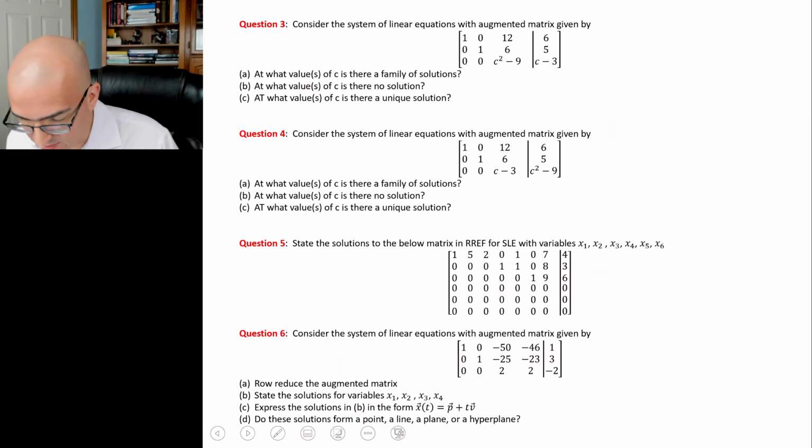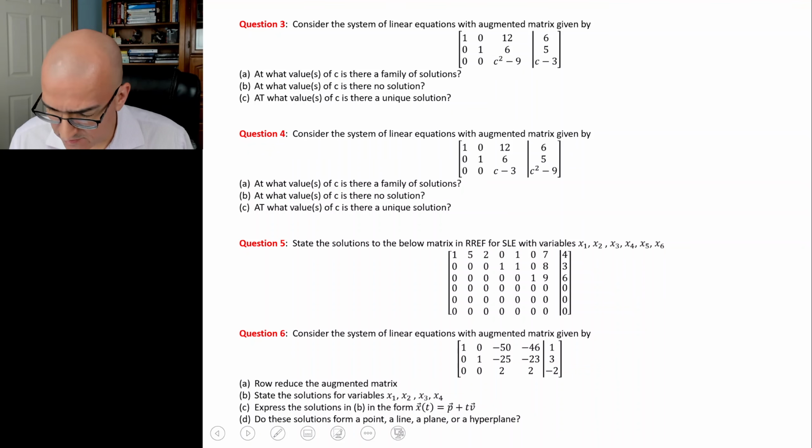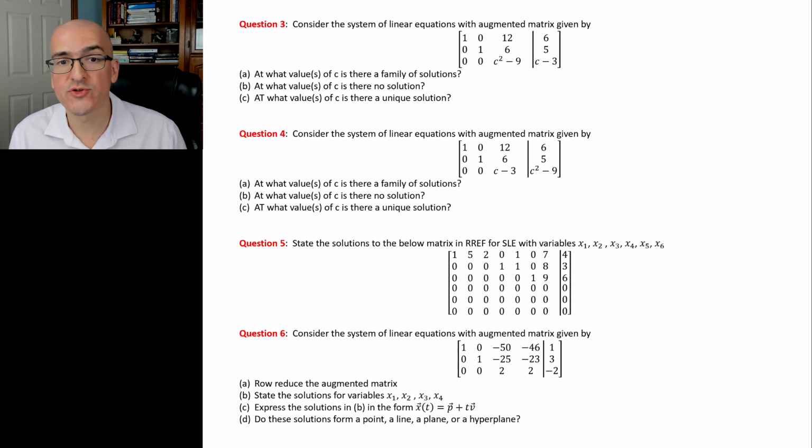Question 3, what does it mean for this system to have a family of solutions? So that means there's a parameter column. Think about what would cause that to happen. What would cause a parameter column? What does it mean for no solution? What does that look like? So 0, 0, 0, not 0. How would you cause that to happen?